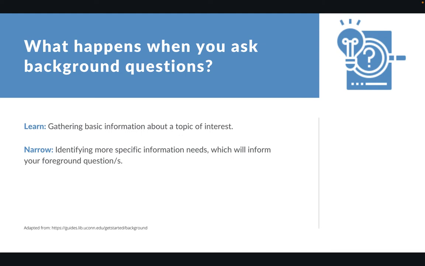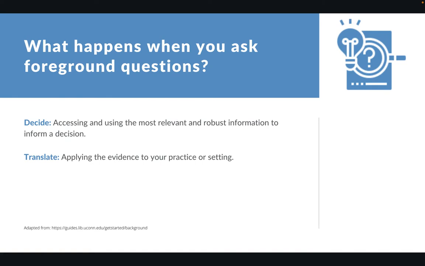When you think about your foreground questions, in the evidence-based practice model, what we're doing is finding and assessing the best, most relevant, and timely information to help us make decisions. So foreground questions are by nature going to be much more focused on a specific problem.